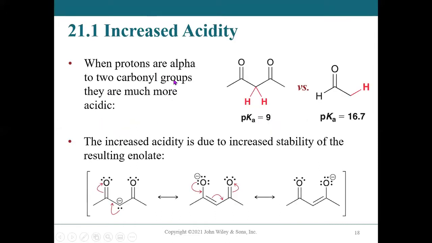When protons are alpha to two carbonyl groups, they are much more acidic. So here is a comparison. These two alpha hydrogens are adjacent to two carbonyls, and you can see the pKa getting much smaller, which means the acidity of these two Hs is much stronger than this H. The increased acidity is due to increased stability of the resulting enolate, which is the conjugate base. You can see there are three resonance forms, which means this negative charge can be delocalized over all these five atoms.